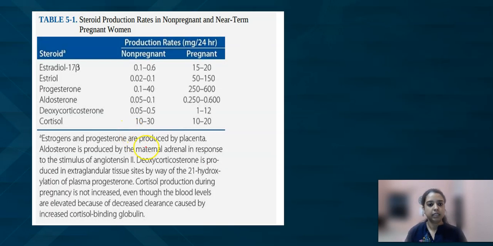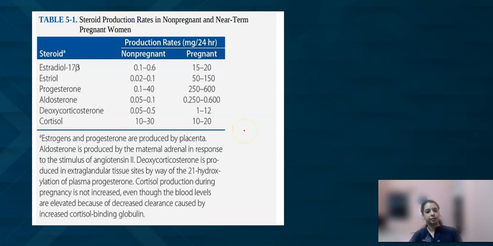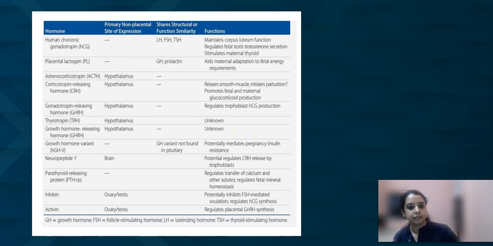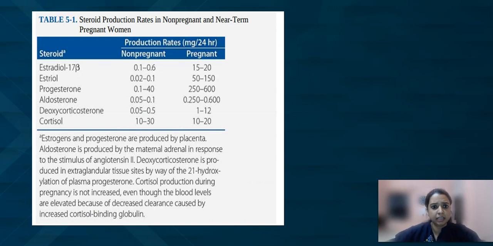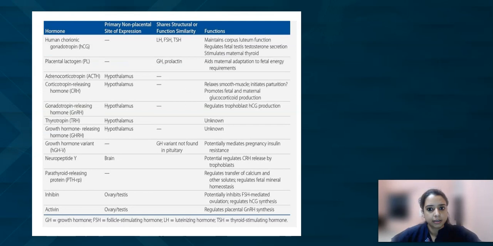But GnRH is a steroid hormone, right? Okay. So yeah, let's discuss. So GnRH is a protein steroid hormone? That's what I want to check. No.